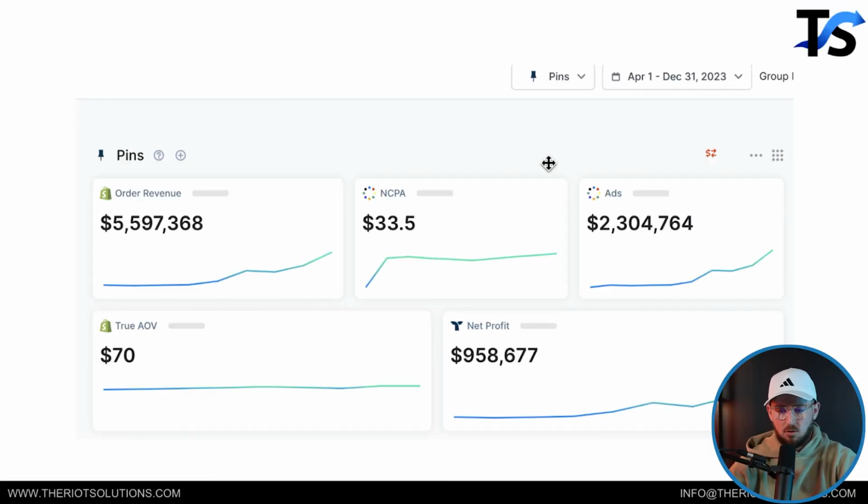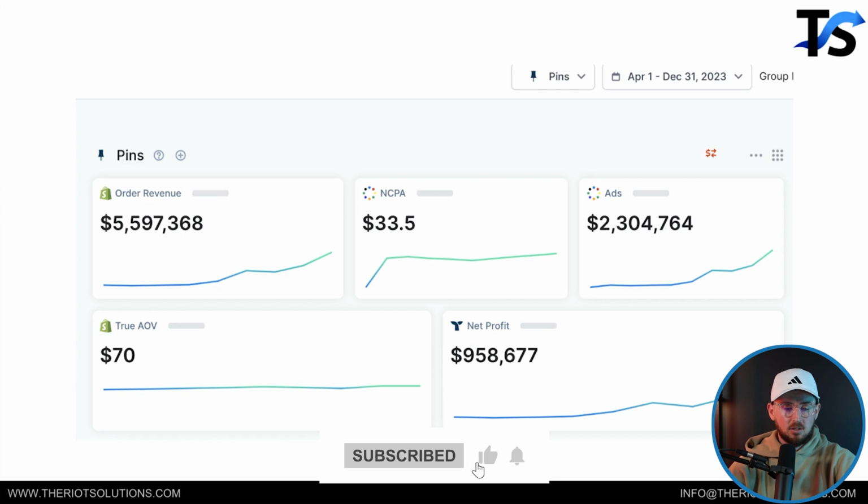So first off, this account we took over April 1st. That's the day that this particular client came on board with the agency. And I just did April 1st to December 31st, 2023. And obviously you can see right here, that revenue curve consistently keeps going up. We did about 5.5 million in revenue over April 1st to December 31st. Spent about 2.3 million on ads, did about $958,000 in net profit. I'd say they realistically did about 800 to 900K in profit themselves. But yeah, pretty cool little success story.